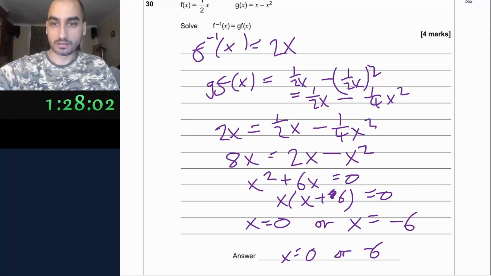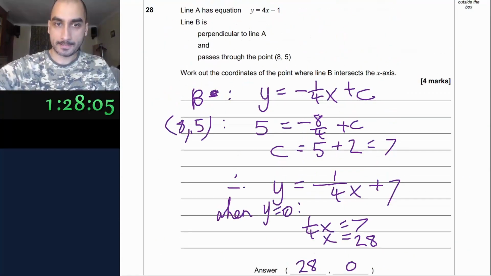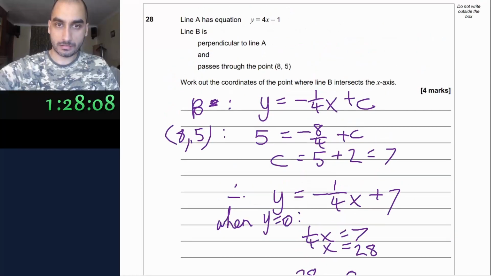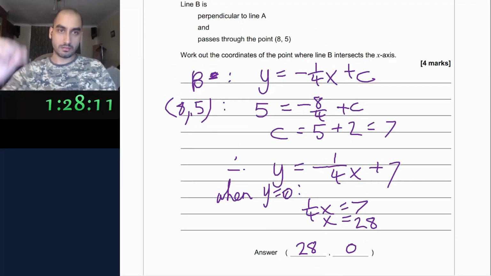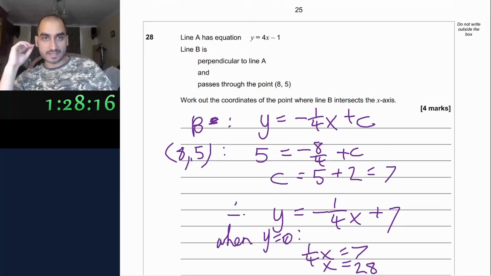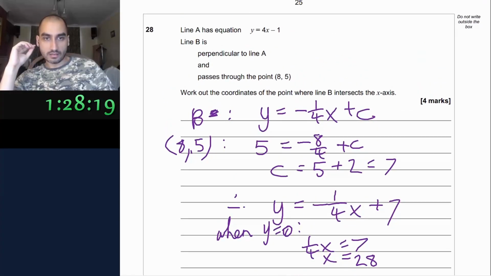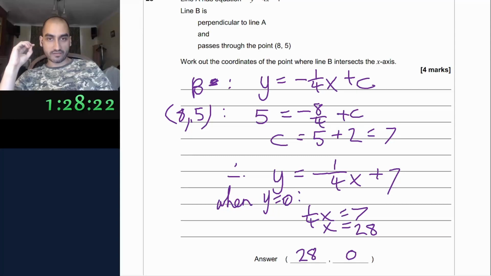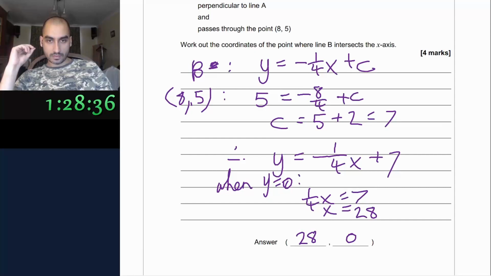We checked our answer for this. What else can I check? This one. So it's perpendicular, so it's minus a quarter x plus c. Put in the value: 5 equals minus 8 over 4 plus c. C equals 5 plus 2 equals 7. Y equals minus a quarter x plus 7. So quarter x equals 7, x equals 28.